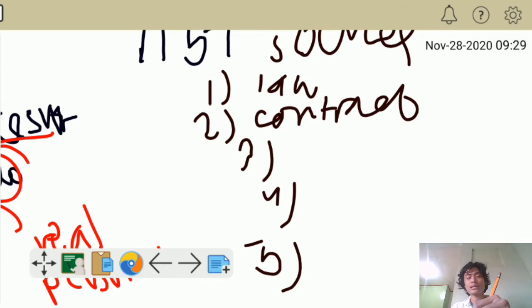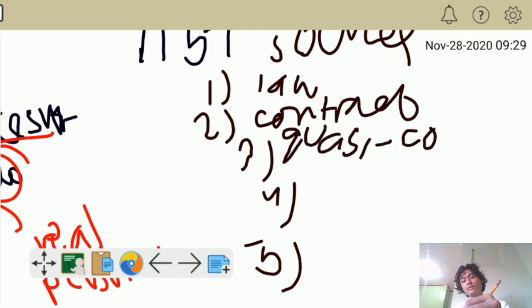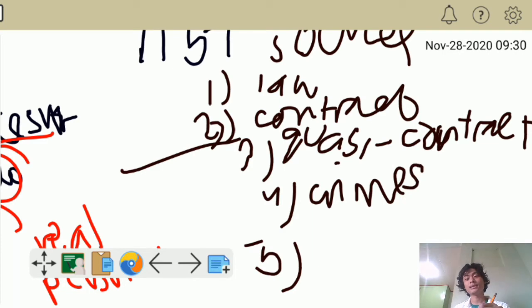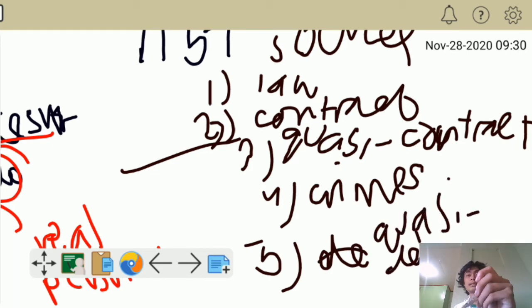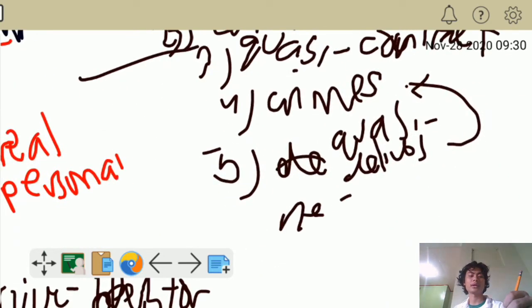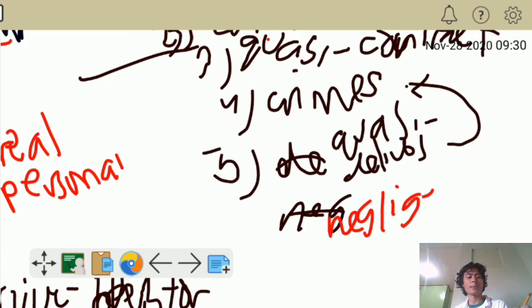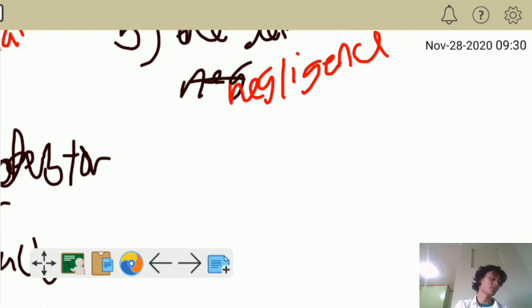Number 3 is we have the quasi-contract. Parang siyang contract na may dinagdag na prefix na quasi. So, definition lang yan is no one will be unjustly enriched by another. So, more on justice yung in-emphasize dito sa quasi-contract. Next is the crimes. Nakakapatay ka ng tao, for example. And lastly is the quasi-delicts. Quasi-delicts naman, parang siyang crime, pero hindi natin sinasadya. There is negligence. So, yun yung by law.